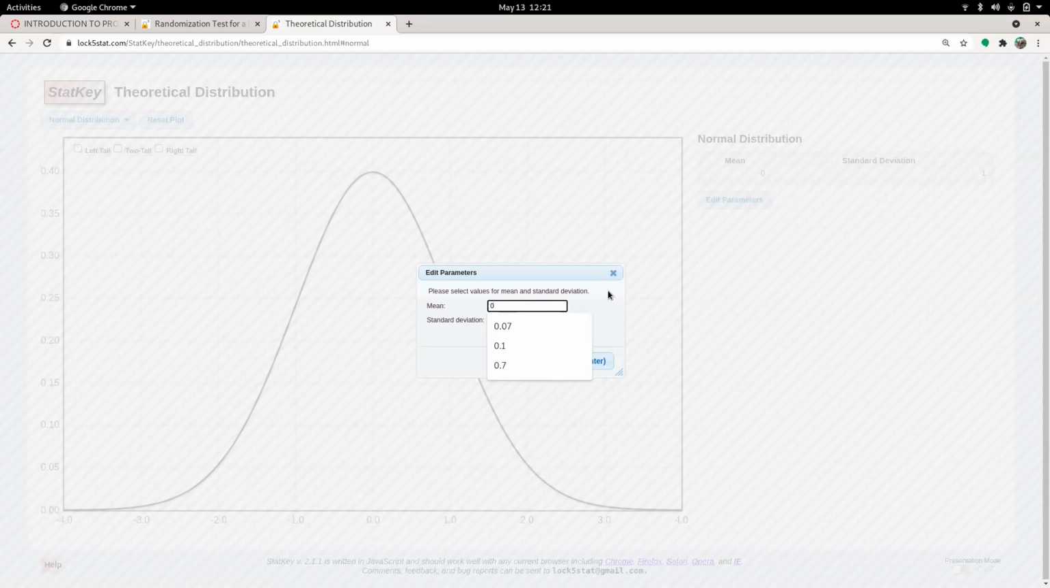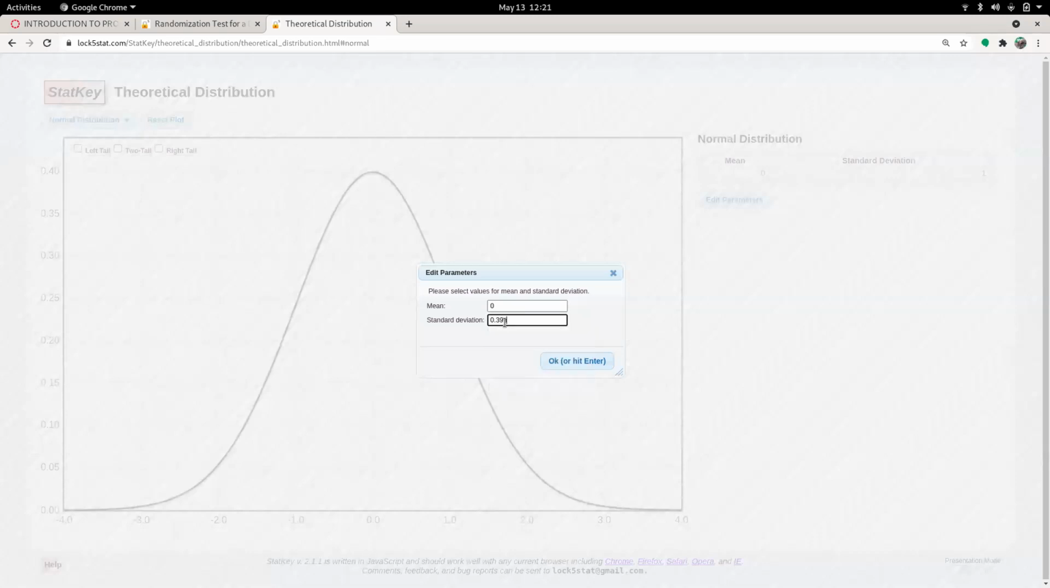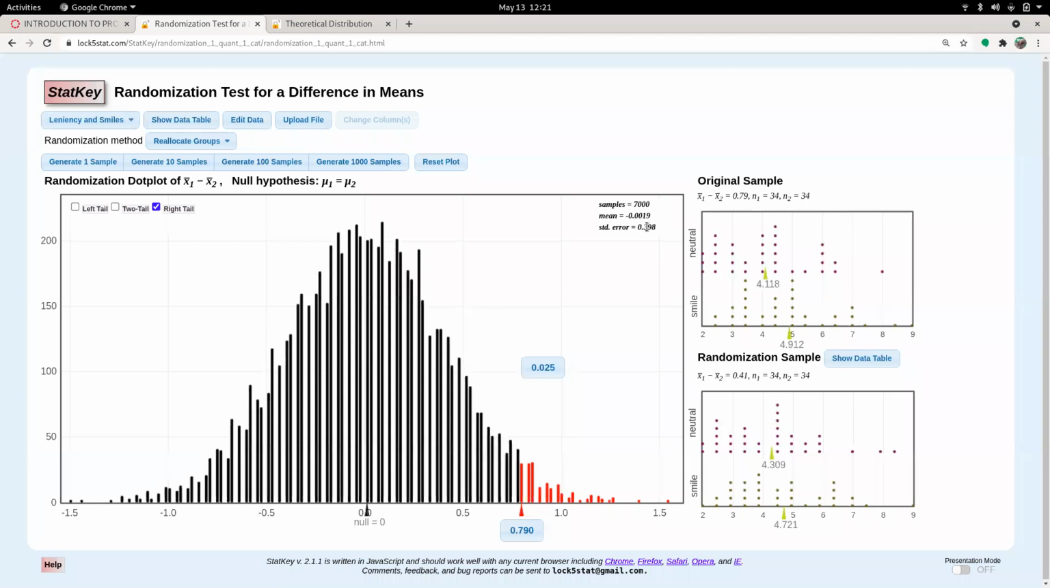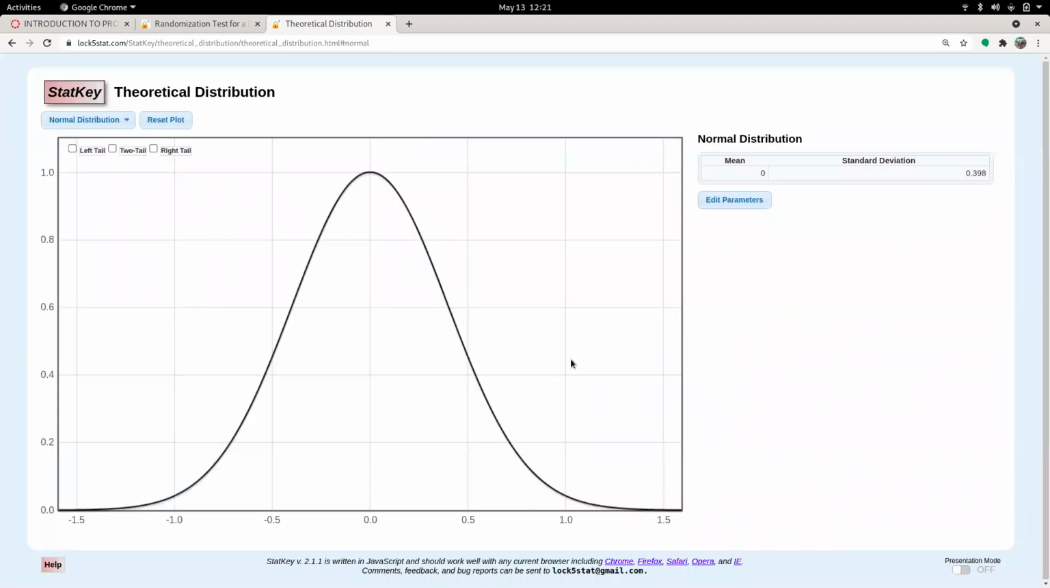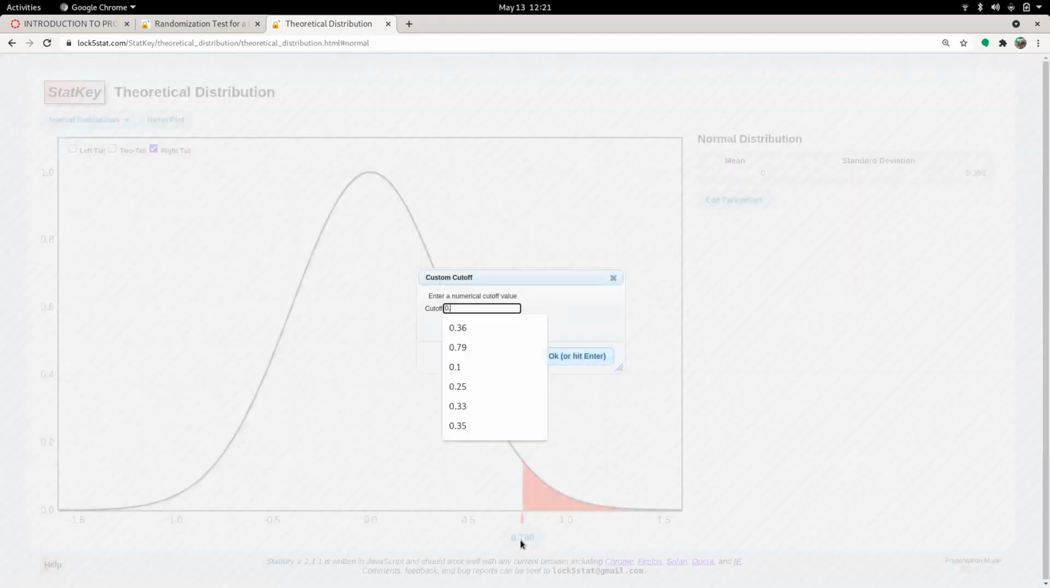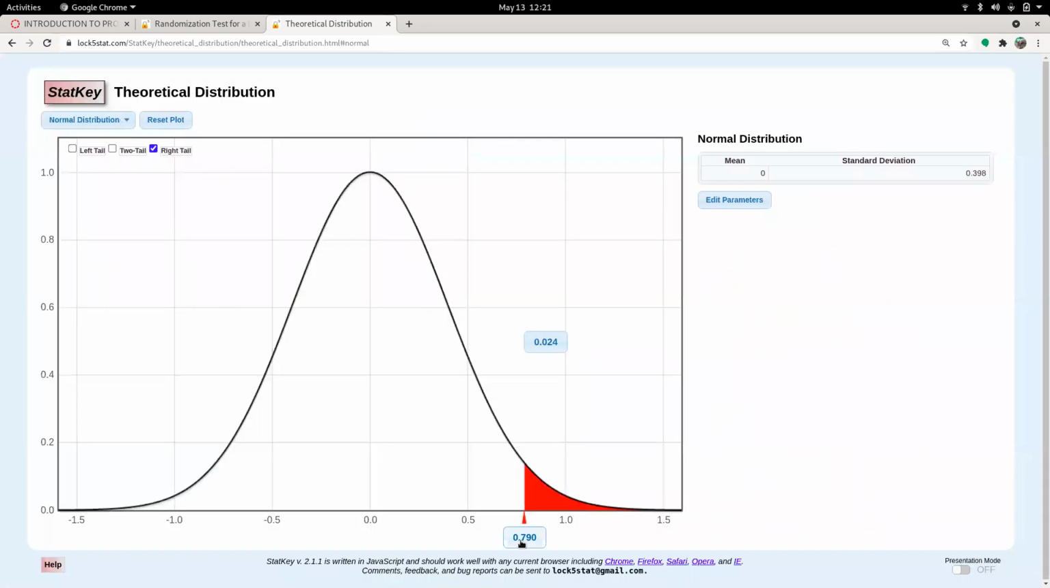But my standard deviation is the standard error of the sampling distribution, which StatKey for that one thought it was 0.398. Let me double check that. Standard error, 0.398, yep. All right, so mean 0, standard error is the standard deviation. And then it's pretty much similar to before now. I just right tail it and enter my sample statistic, which was 0.79. And StatKey says it's about 2.4%.